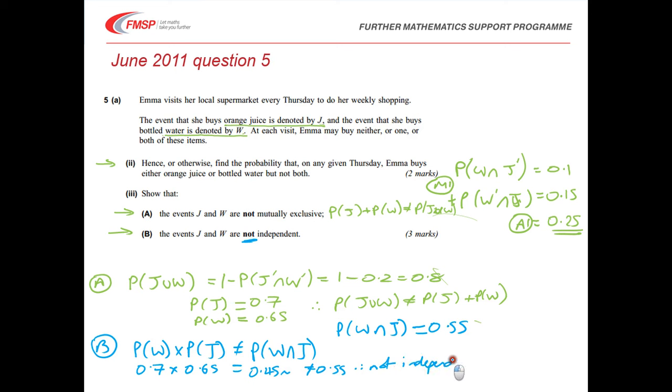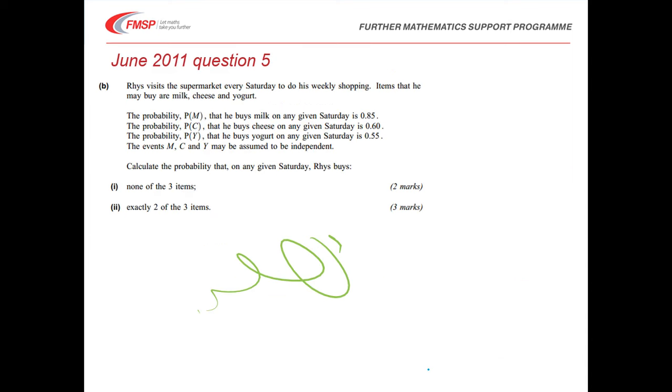Okay, so let's look at how the marks are allocated here. So for A, this is only worth 1 mark, so basically we've got to see everything correct to get that. And then for part B, we've got a dependent mark, so you get 1 mark for working out the 0.45, the 0.7 times 0.65, and then you get another B mark for stating it's not equal to 0.55, therefore not independent. And again, there are other ways of doing this, but I think that is the nicest way of doing it. Okay, so sorry about the scribble on this page, we'll just work through it.